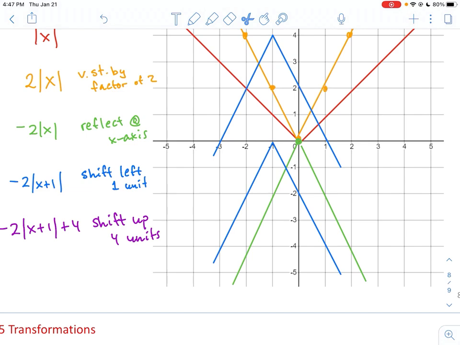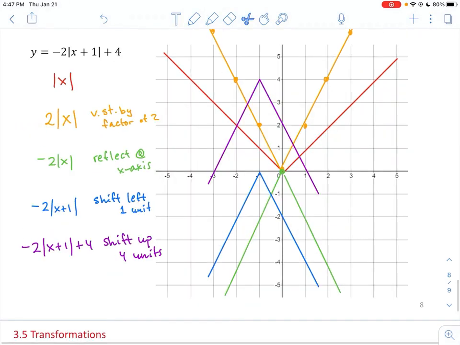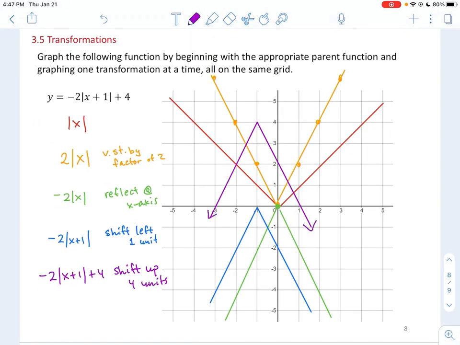The sharp corners right there. Now I want to make that purple. And there's our final graph. Now, these do go down forever.